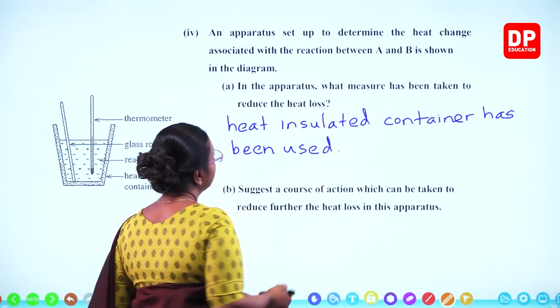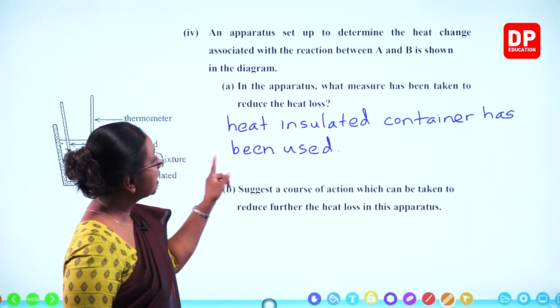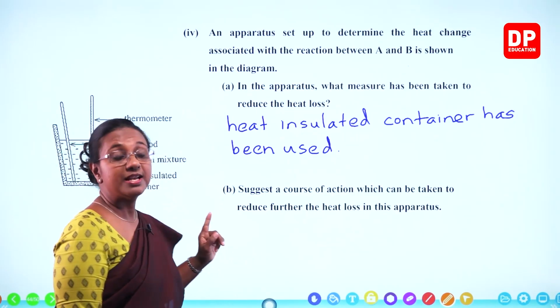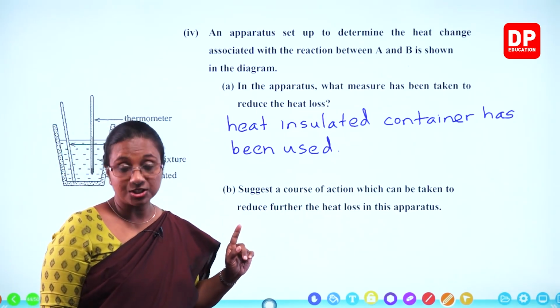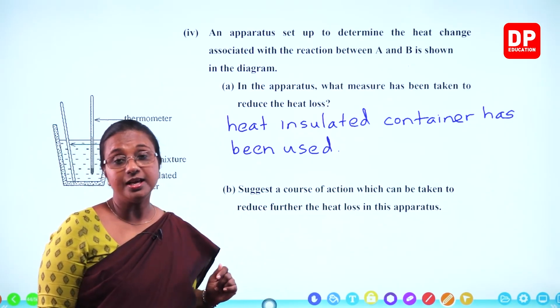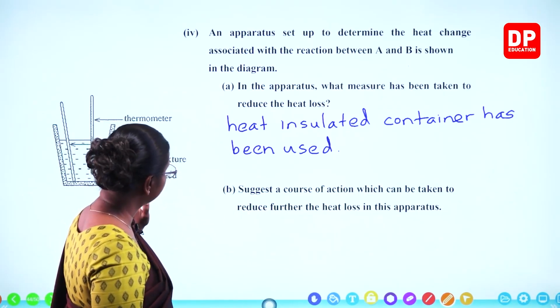So that is what you need to write here. What measure has been taken to reduce the heat loss? And I told you all, this prevents the heat loss by conduction. The container does not conduct heat to the environment. So you can understand that.